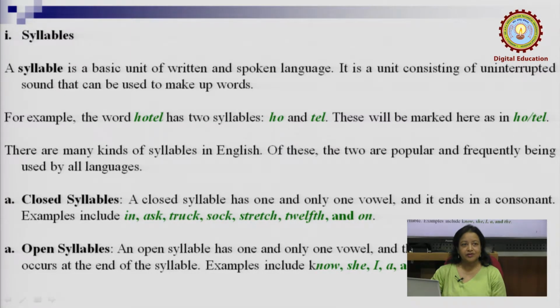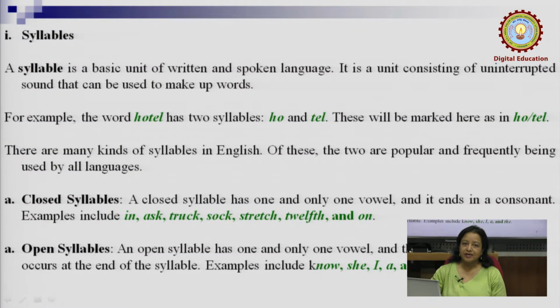Now, let us look into what is a syllable. A syllable is a basic unit of written and spoken language. It is a unit consisting of uninterrupted sounds that can be used to make up words. For example, the word hotel has 2 syllables, ho and tel. This will be marked here as in hotel.